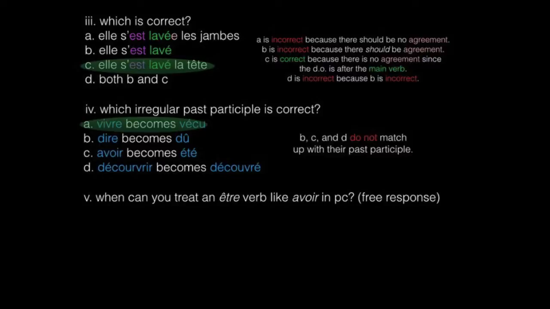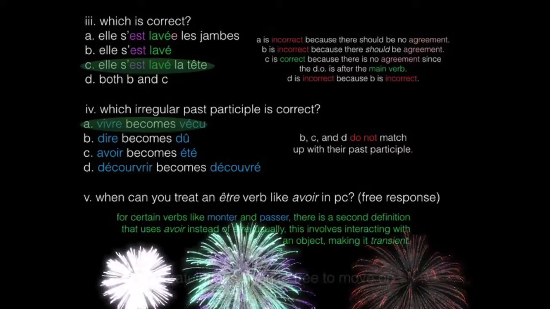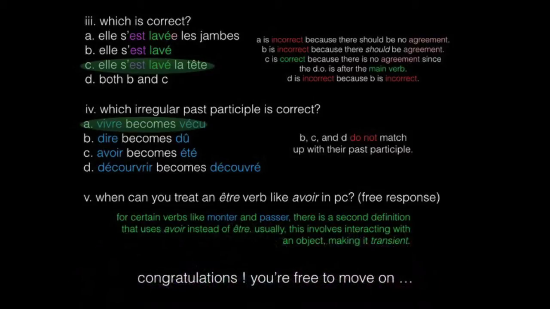The last question is free response. When can you treat an être verb like avoir in PC? For certain verbs like monter and passer, there's a second definition that uses avoir instead of être. Usually this involves interacting with an object, making it transient. Alright, that's the end of the 5-question quiz. You're free to move on.